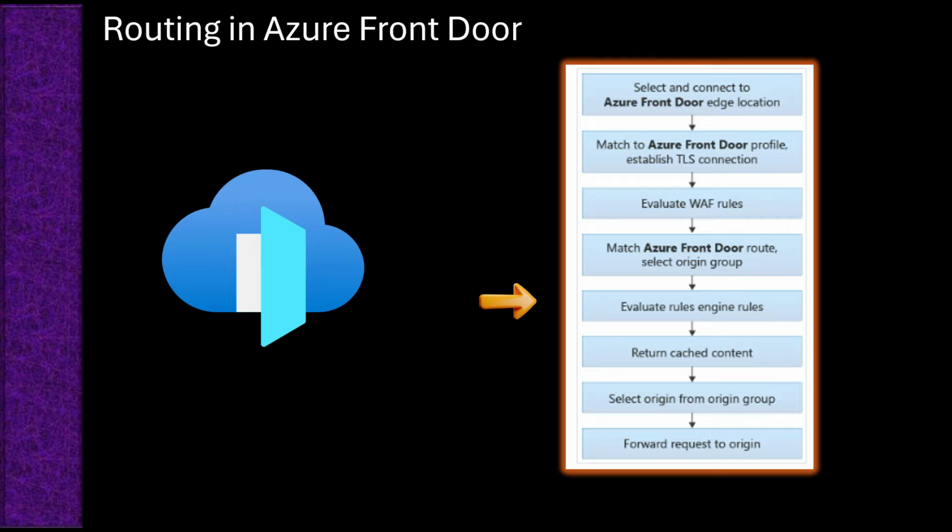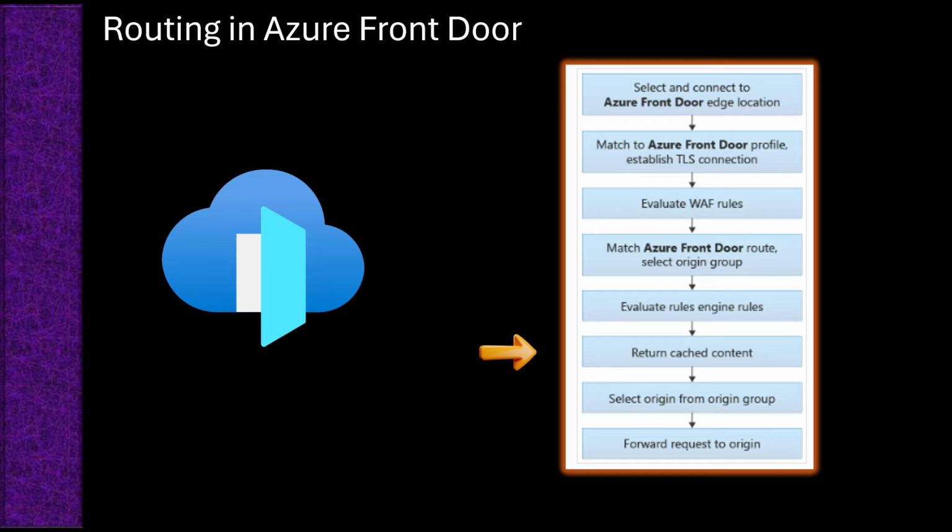The request is then processed by the Azure Front Door rules engine, which allows for more advanced conditional routing. For example, the rules engine might reroute the request based on certain headers, query strings, or even user attributes, which enable flexible and customized traffic management.